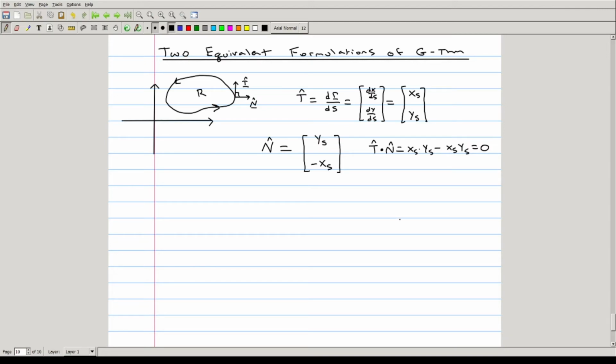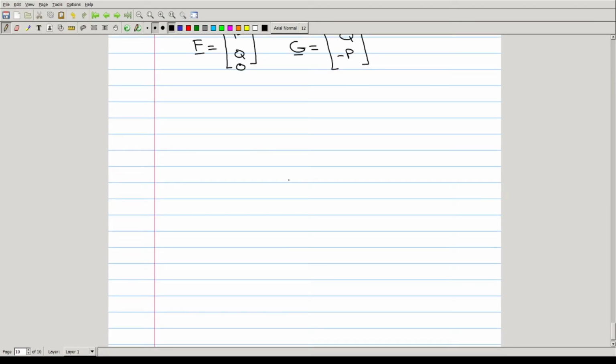So what we'll also do is define the vector field. We have the vector field F already, which is the vector field (P, Q). I'm going to also define the vector field G, which is the vector field (Q, -P). And it should be clear that if we take the dot product of F with T, this is the exact same thing as the dot product of G with N. It's just equal to P times x_s plus Q times y_s.